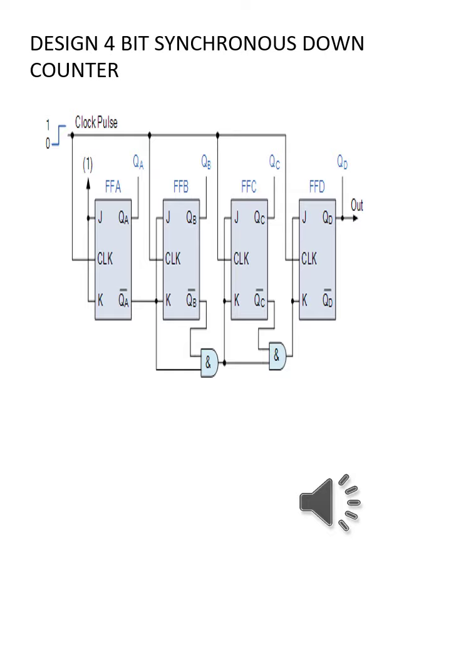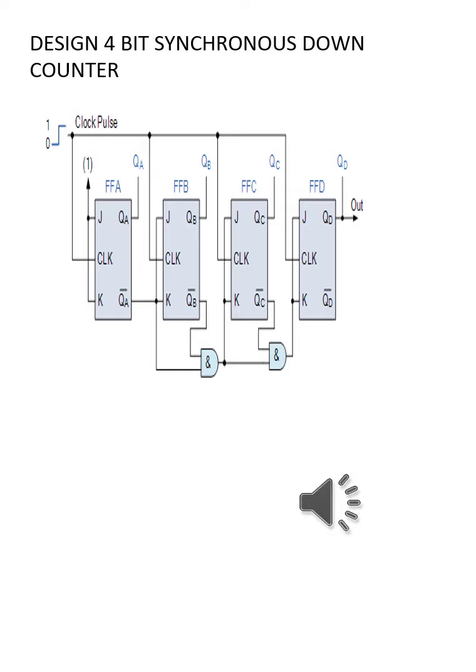This is the diagram of the 4-bit synchronous down counter. For flip-flop A, J and K are connected with 1. Flip-flop B, J and K are connected with QA bar. Flip-flop C, J and K are connected with QA bar into QB bar. Flip-flop D, J and K are connected with QA bar, QB bar, QC bar. So this is the 4-bit synchronous down counter.